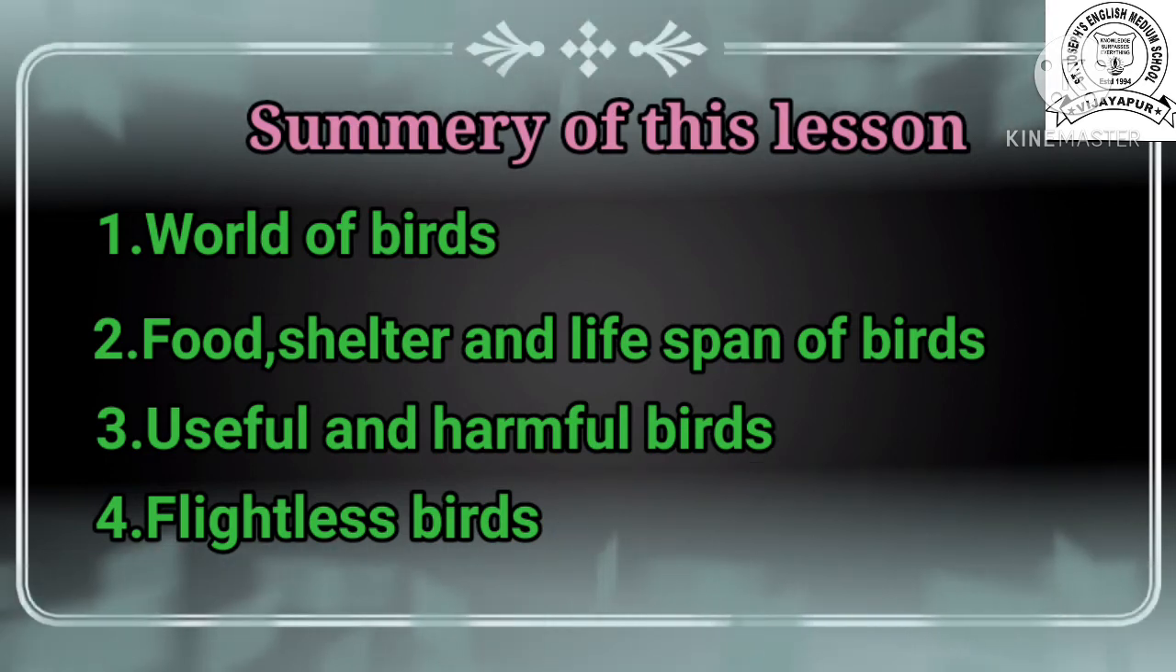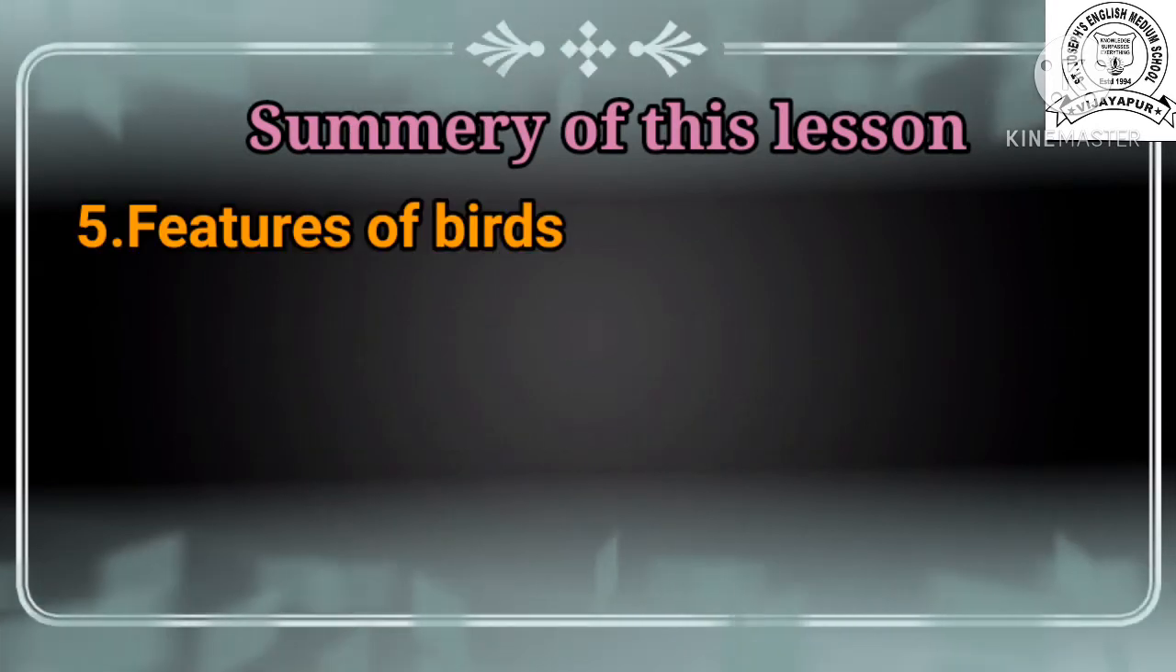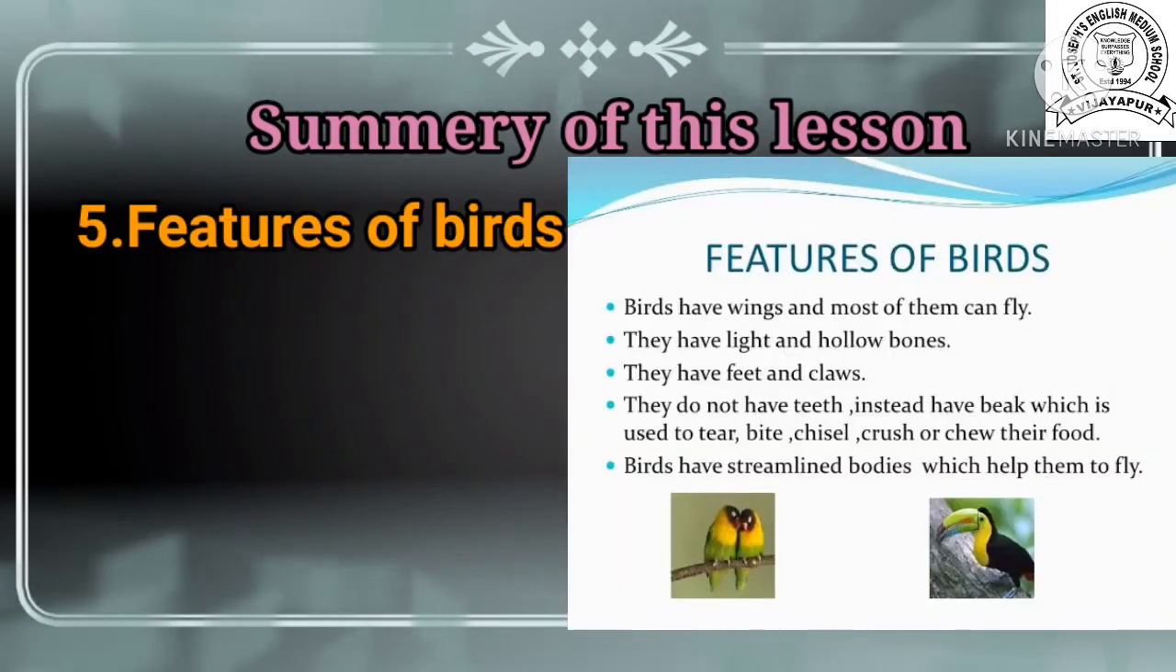Then we discussed the features of birds. Birds have hollow bones. They have a streamlined body or arrow-shaped body. Now, hollow bones means what? Empty bones. Because of the empty bones, the bird's weight is very less, and their body is streamlined, means pointed forward and backward.